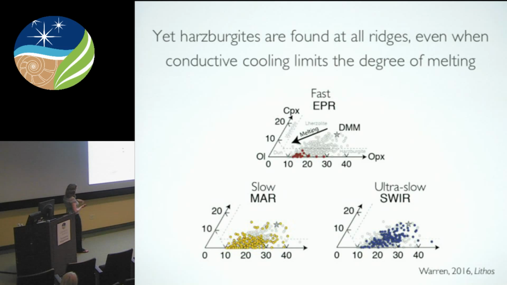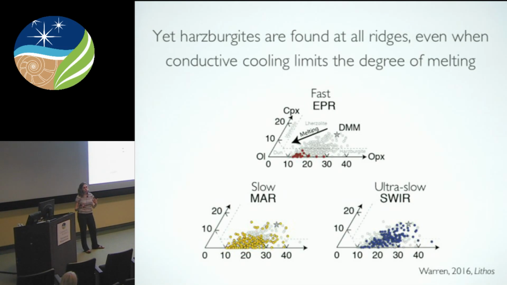But two of the places where we are not seeing things as we would expect are the Mid-Atlantic Ridge and the Southwest Indian Ridge. These are the two ridges for which we have the best data sets, and this is just plotting their mineral modes here. The variation vertically is the amount of clinopyroxene in these samples. The Mid-Atlantic Ridge is slow spreading. The Southwest Indian Ridge is ultra-slow spreading.